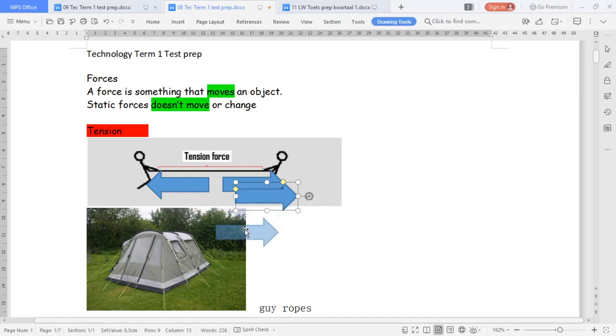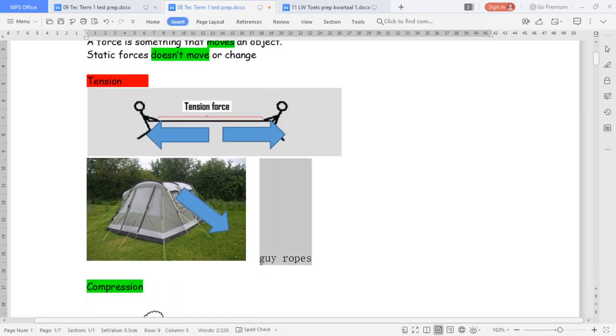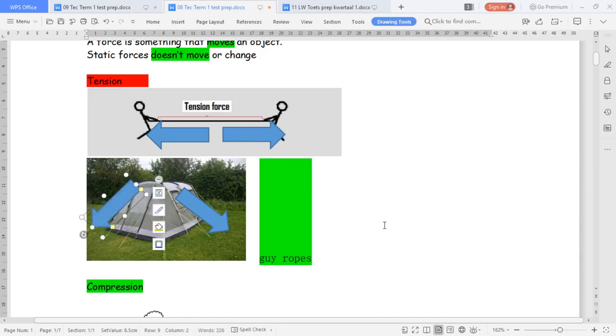Alright, then over here, these ropes on a tent are called guy ropes. I wrote it here down on the side, guy ropes. And these ropes move one to the one side, and here we've got one moving in this direction down there. So it's tension because they're moving in opposite directions.